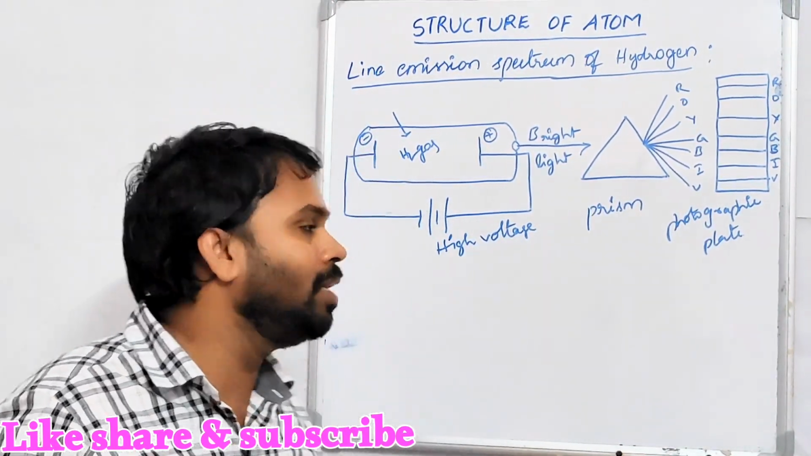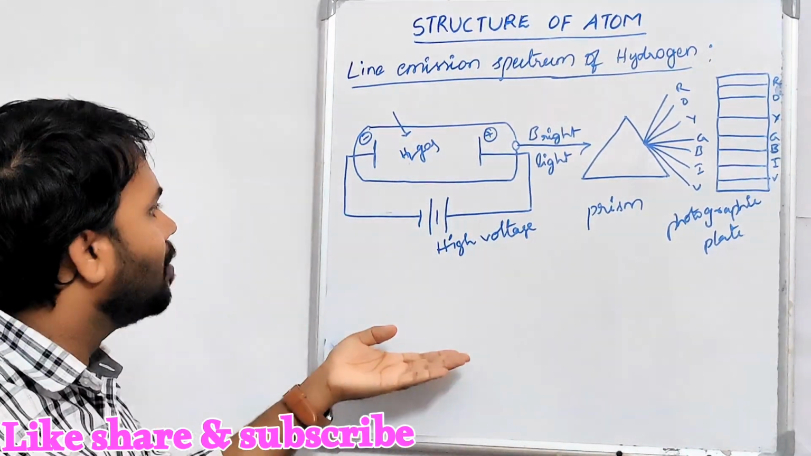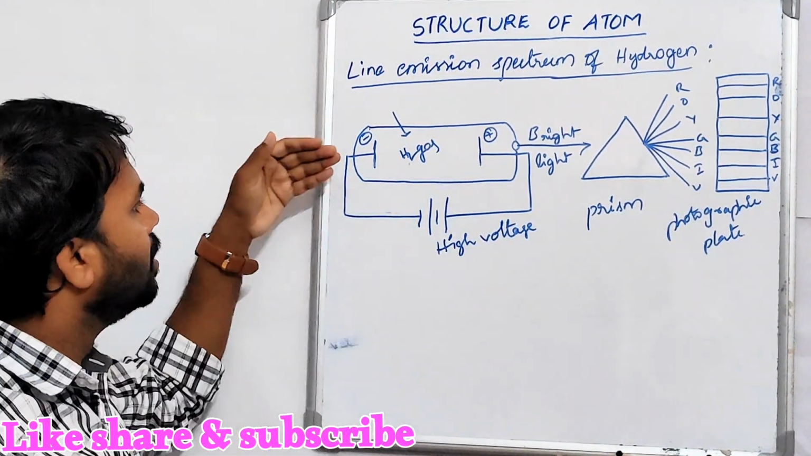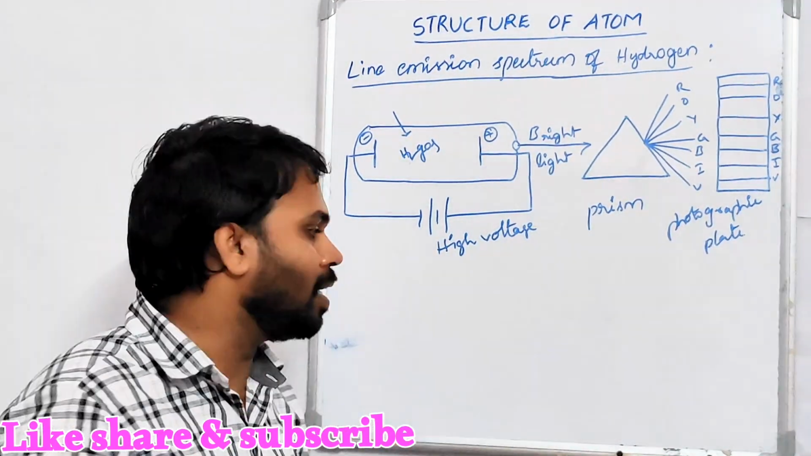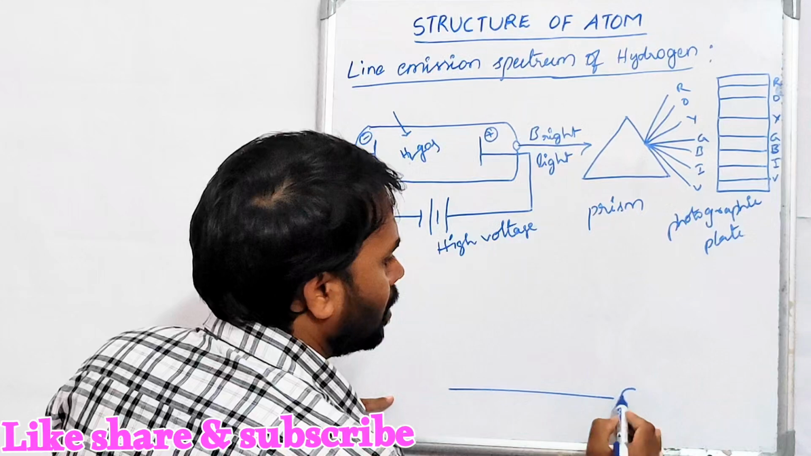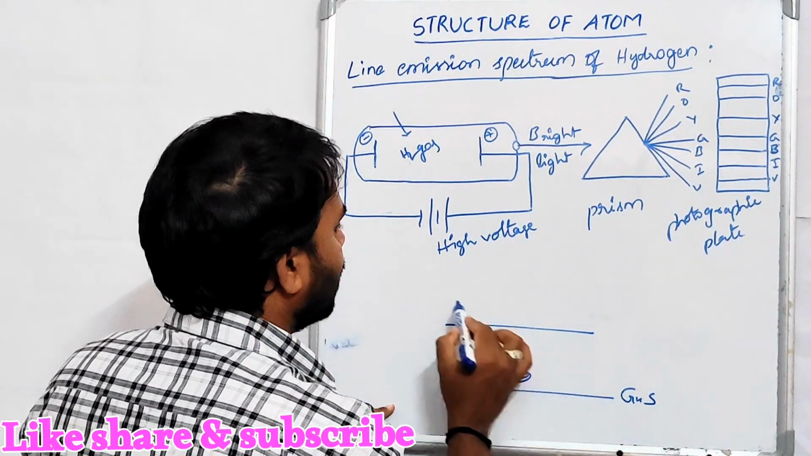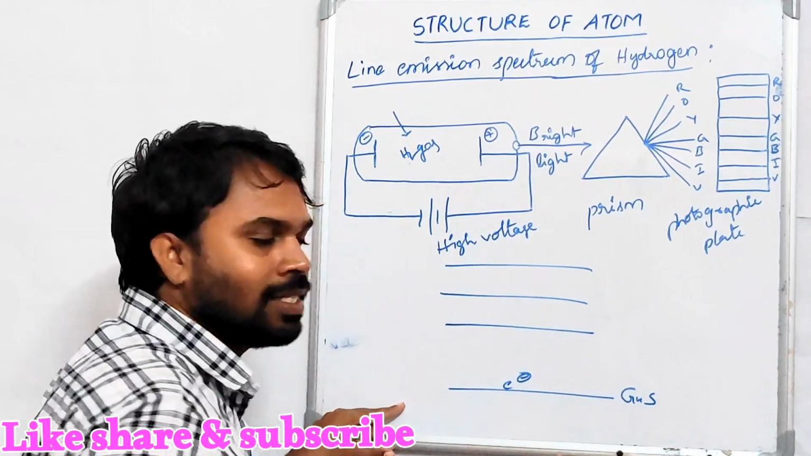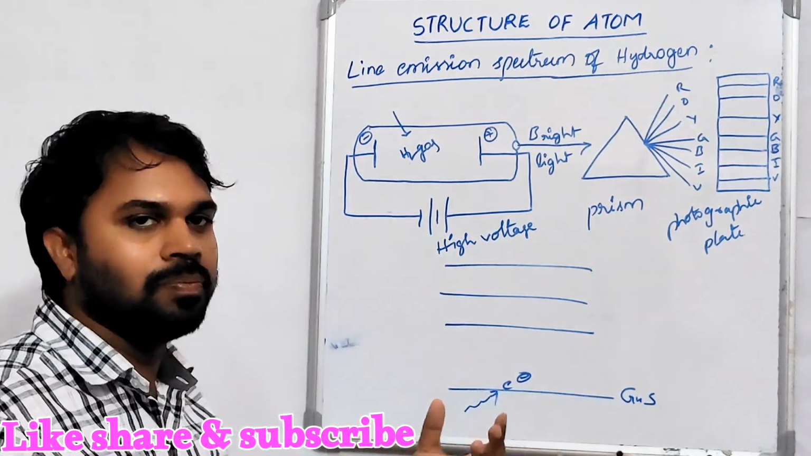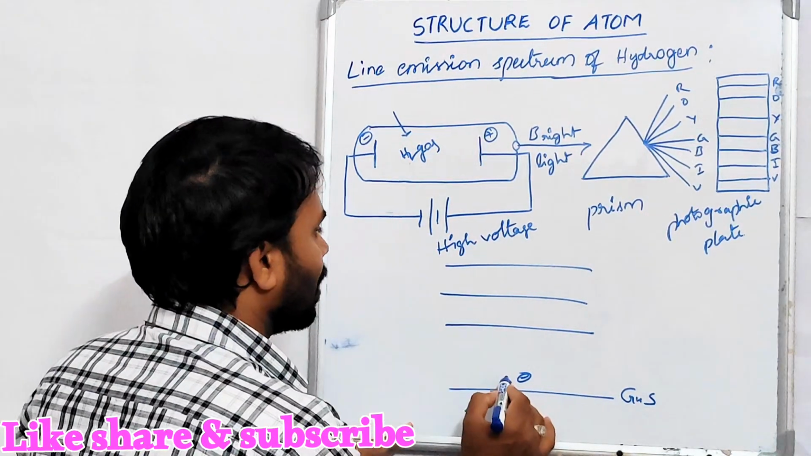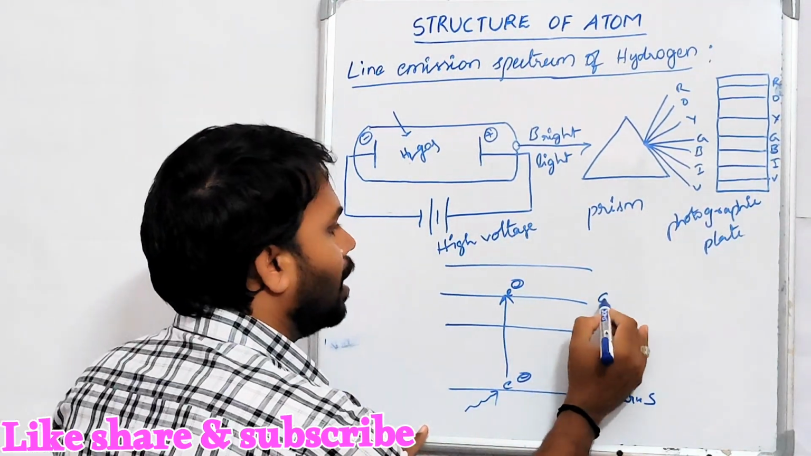Let's understand what happened inside this discharge tube. When I supply high voltage, these electrons absorb energy and go to higher energy levels. For example, this is the ground state. Initially, the electron is present here. These are higher energy states, excited states. When I supply some energy, this electron absorbs the energy and goes to any one of the higher energy levels. This is called the excited state.